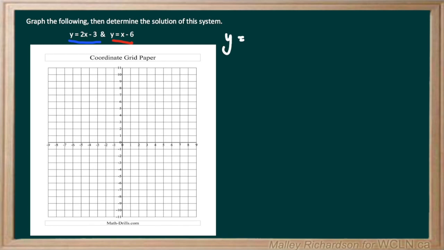We have y equals 2x minus 3. Looking at this, we know our slope, m, is going to be positive 2, and our y-intercept, b, is going to be negative 3. So let's start with our y-intercept. On our graph, we'll find negative 3, and then we'll apply our slope.